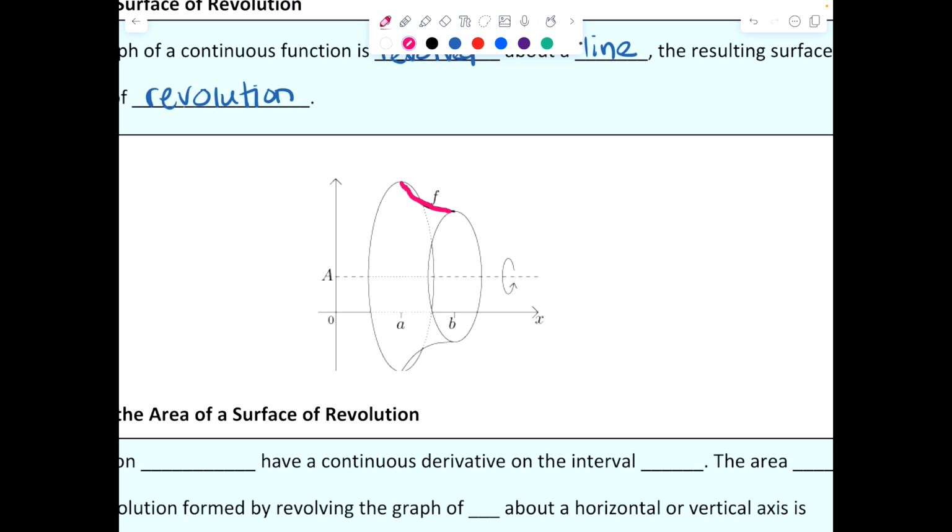Now, you will be dealing with a radius. So the radius at any given time is going to be this measure here. How far is your axis of revolution to the arc that's being rotated? So this is a picture of when you have a horizontal axis of revolution, as you can see right here. Okay?